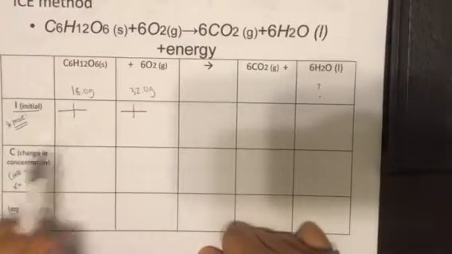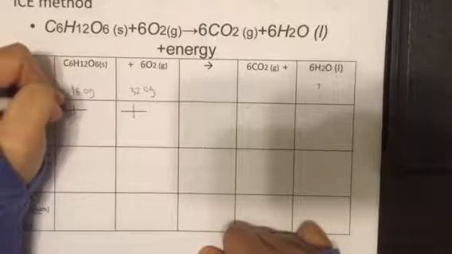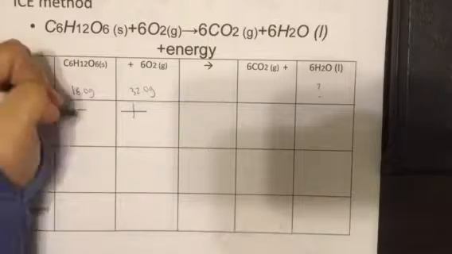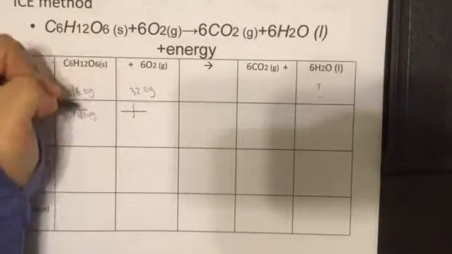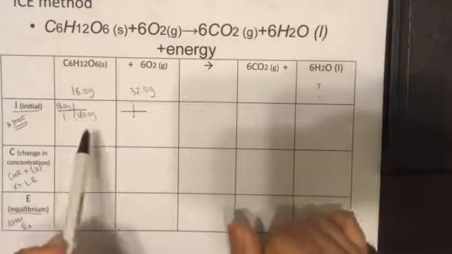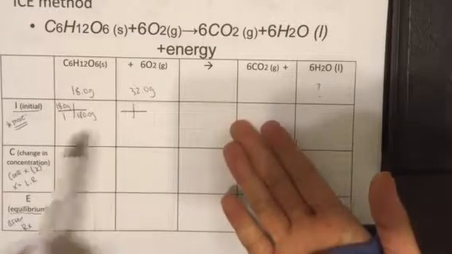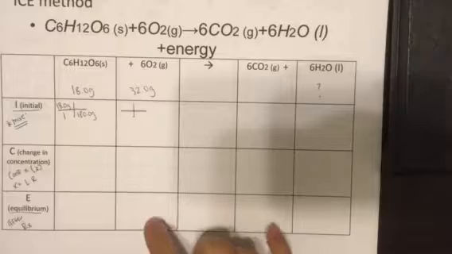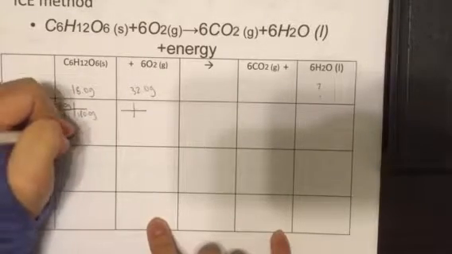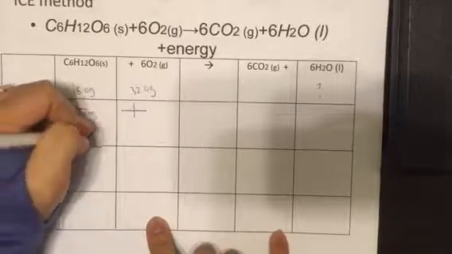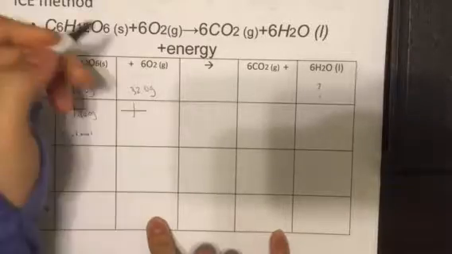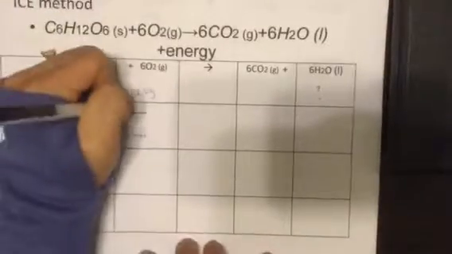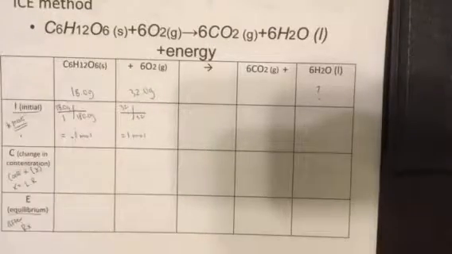For the sake of time, I'm going to skip ahead because we've already done finding the number of moles for each in the other ones. If you don't recall how to find the number of moles for these, then go back to the last video and watch it, okay? So we found that glucose is 0.1 moles, and we found that oxygen was 1 mole, right? Because this was 32 over 32.